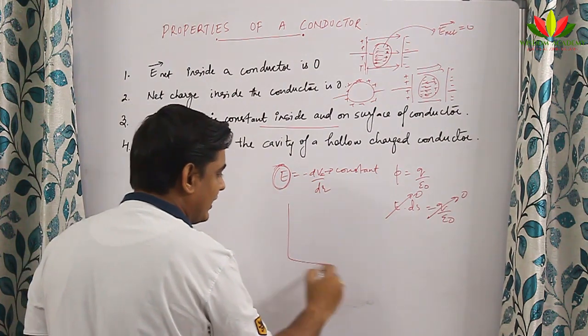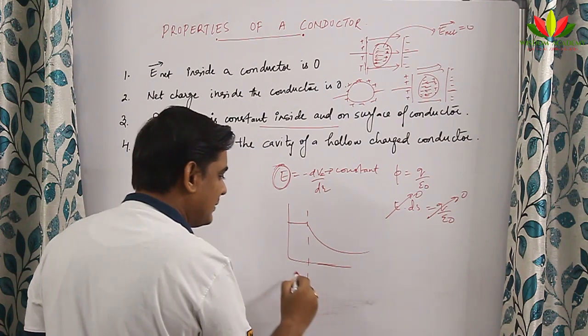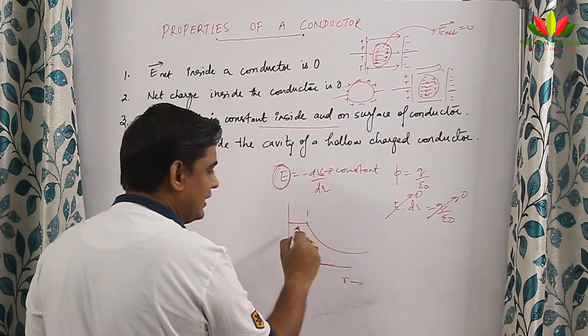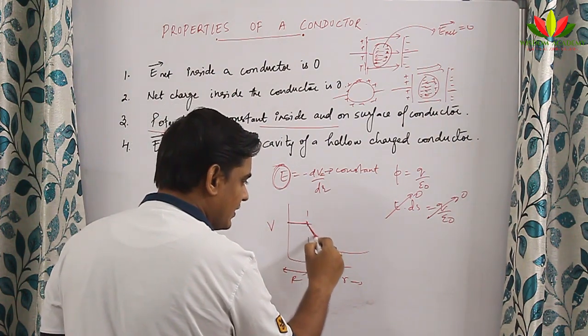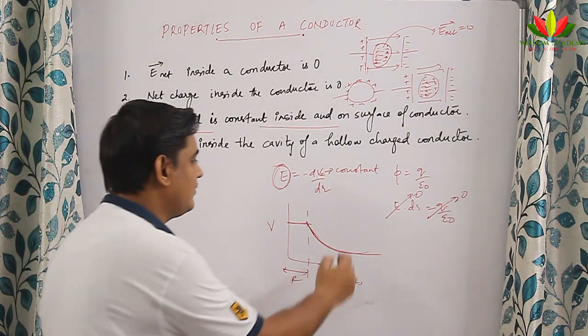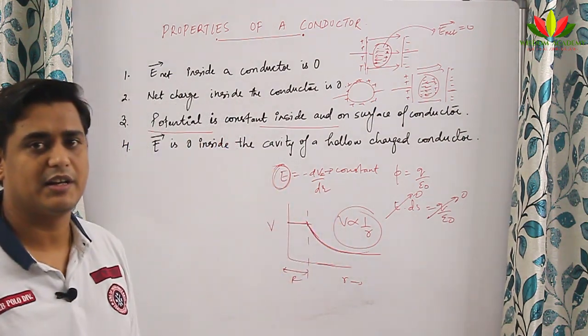So I have drawn a diagram for you like this. Until the radius becomes the radius of the sphere, the electric potential is constant, and after that it starts reducing, inversely to the radius, because we know that V is inversely proportional to R. These things I have discussed already when I talked about electric potential.